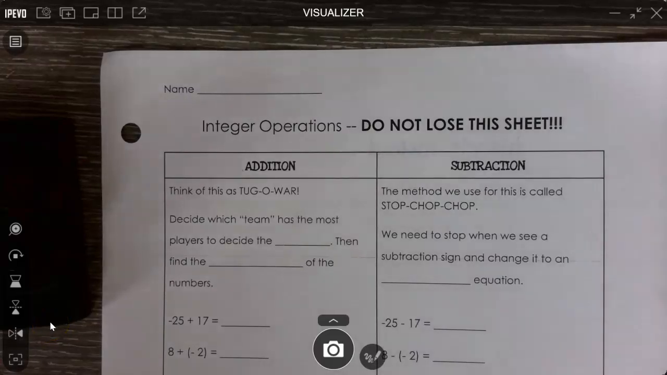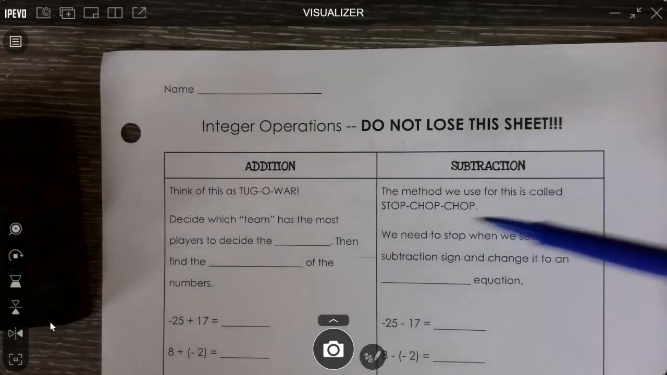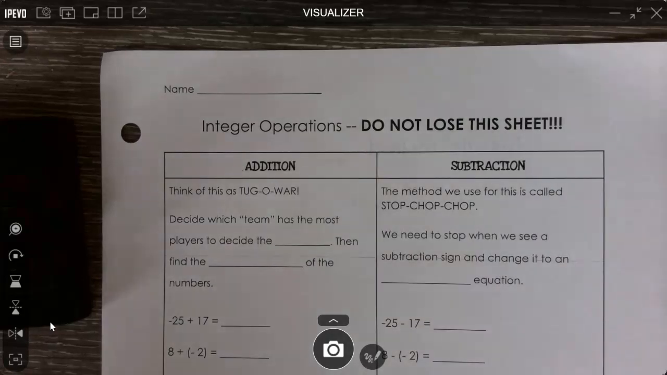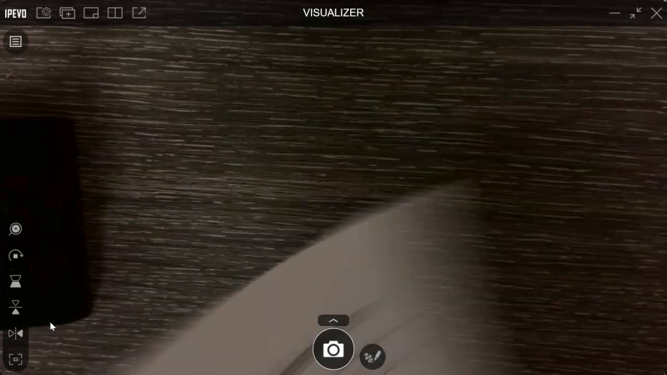Today we're going to finish the back side of this notes page. Remember I said do not lose this. It should be in your binder. It's all about tug of war and stop, chop, chop. If for some reason you did lose it, make sure you check in with the guest teacher and get another one, okay? So we're flipping on the back.